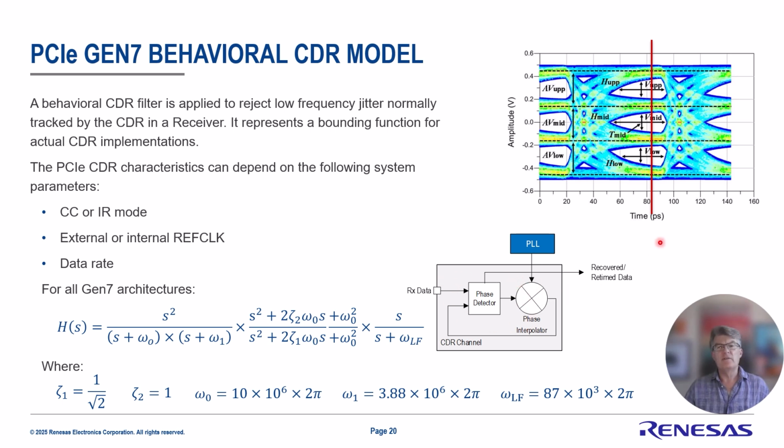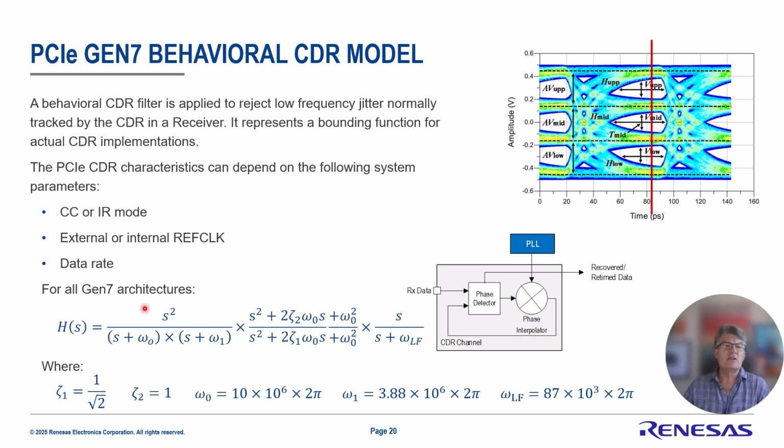And this phase interpolator CDR is all set up to move this sample point to the maximal spot in the eye diagram. So this sample point will move back and forth depending on where the phase interpolator says is the best place to sample the bit stream. So that's what the CDR is actually for.